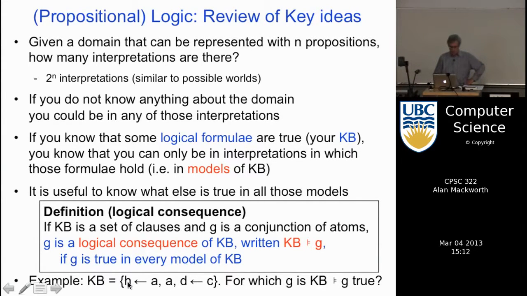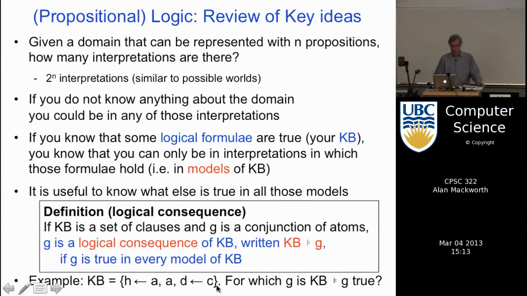And here's an example. If we have this knowledge base, H if A is true, and D if C is true. For which G is G a logical consequence of the knowledge base? That should be clear to you from just inspecting that knowledge base. You could run bottom-up consequence finding on that. We know that A must be true, and if A is true, then H is true, therefore H must be true. That's our bottom-up consequence finding algorithm. So it looks like A and H. This other rule doesn't come into play because we don't know C, so therefore we don't know if D is true or not. May or may not be.